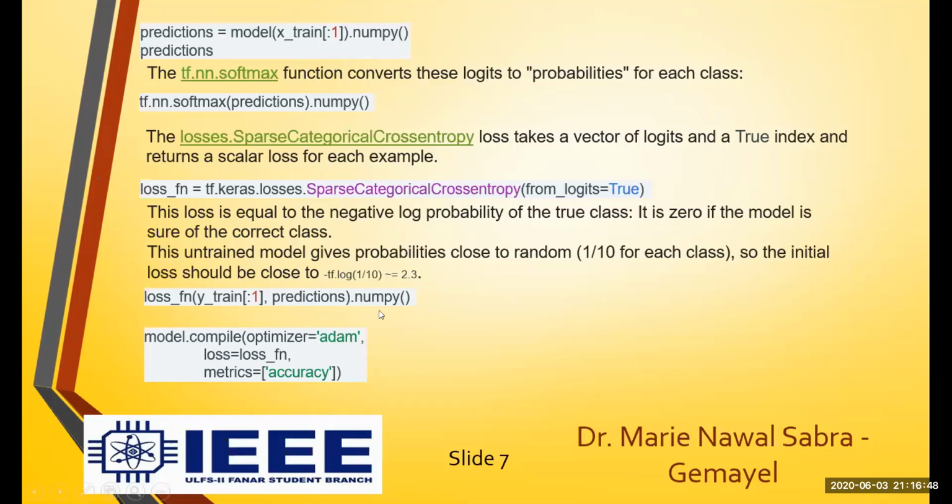So we are also going to check our loss function for our first training value. And here we see a loss function with inputs y train 1. So this is the real outcome, the real output, the real value itself. And the second input is our prediction. Then we are going to compile the model. This means we are going to build it up.